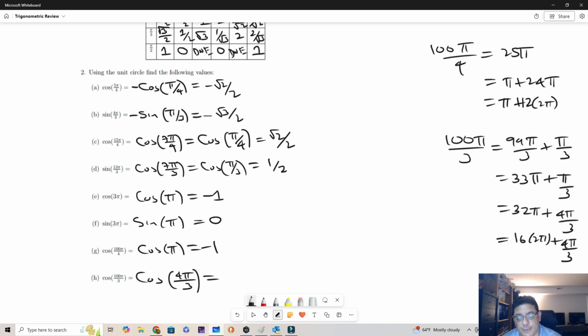And so now for 4 pi over 3 we can use a reference angle. 4 pi over 3 is going to be in the third quadrant. So this is minus cosine of pi over 3, since in the third quadrant cosine is negative. Now cosine of pi over 3 is going to be square root of 3 over 2.